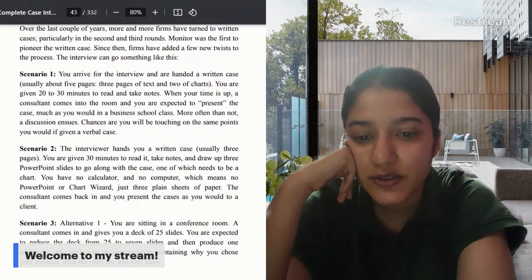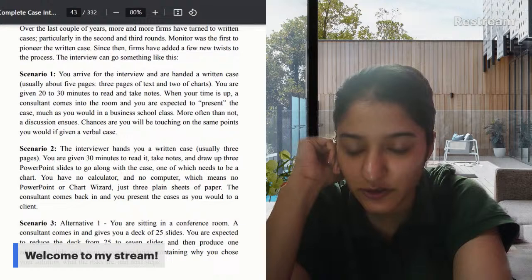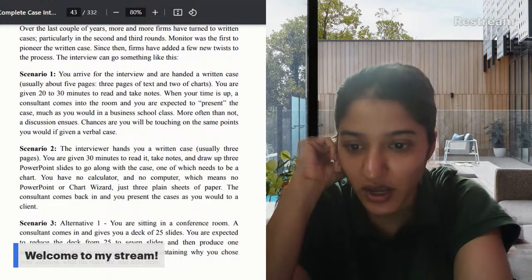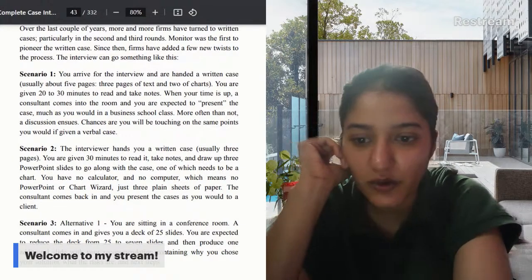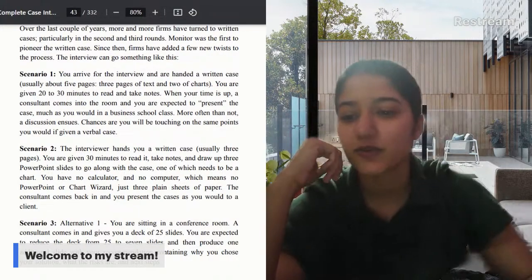Scenario 2. The interviewer hands you a written case, usually 3 pages. You are given 30 minutes to read it, take notes, and draw up 3 PowerPoint slides to go along with the case, one of which needs to be a chart. You have no calculator and no computer, which means no PowerPoint or chart wizard, just 3 plain sheets of paper. The consultant comes back in and you present the case as you would to a client.